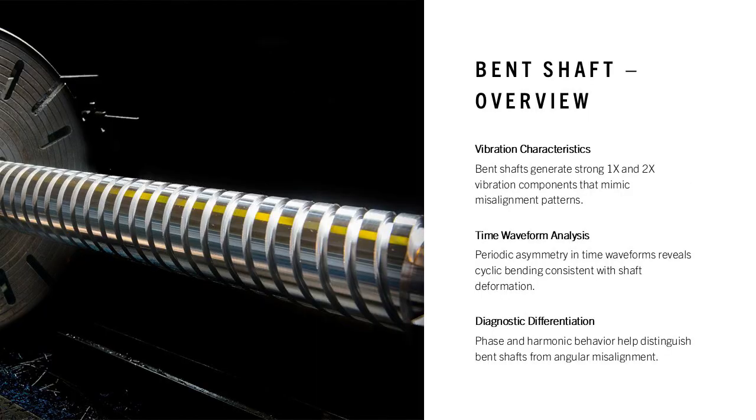A bent shaft produces strong one order and two orders vibration components and may resemble misalignment due to its cyclic bending. Time waveform analysis often reveals periodic asymmetry consistent with shaft deformation. This slide explains diagnostic indicators and how to differentiate bent shafts from angular misalignment by examining phase and harmonic behavior.